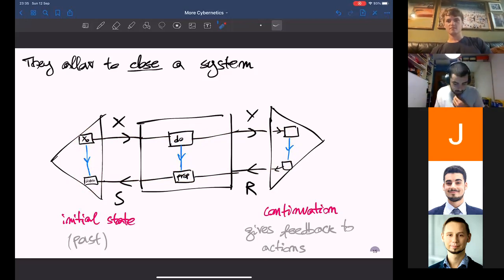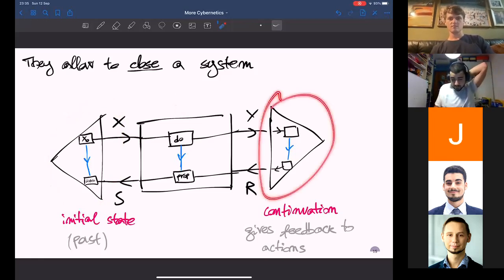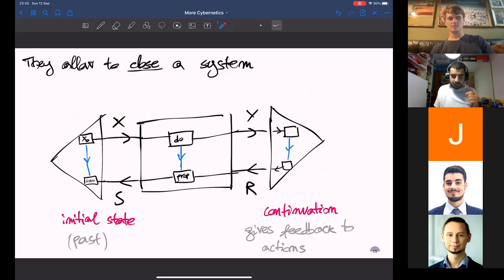Okay. So with respect to this piece of the system, this left part is an initial state, or it's just like the past of my system, whatever happened before I actually entered the scene. And this is a continuation. So it's what literally allows me to continue the dynamic and go from the forward to the backward pass.